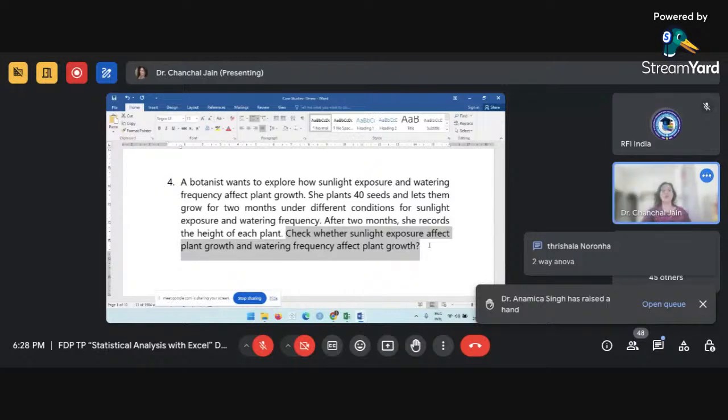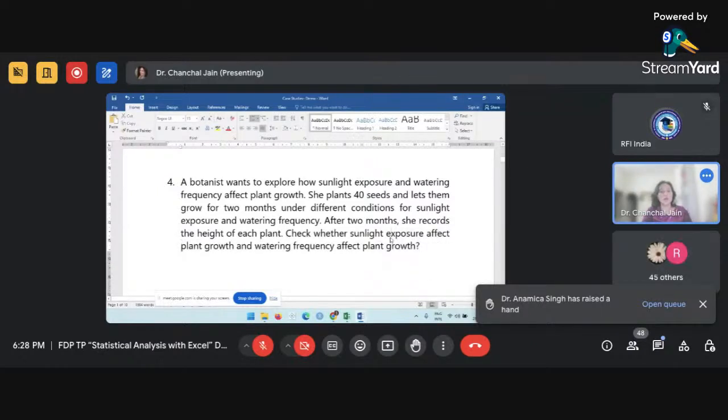So you need to understand sunlight exposure. Whether I am measuring sunlight exposure in what terms? I am saying high sunlight exposure where I'm keeping my plants, or maybe the sunlight exposure is low where I'm keeping my plants. So according to me, it can be a categorical variable. Similarly, watering frequency means daily I am watering, weekly I am watering, or thrice a week I am watering, something like that. So that way, this can again be a categorical variable. So if you are measuring in those terms, in that case, you can go for ANOVA.